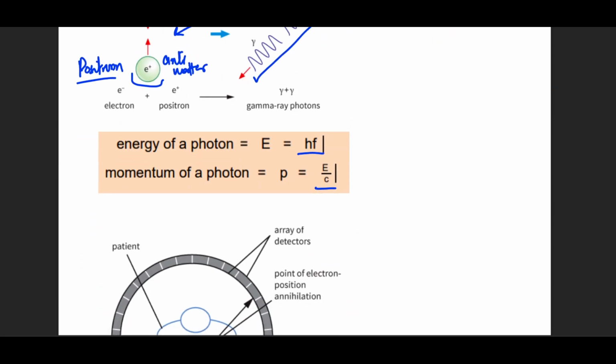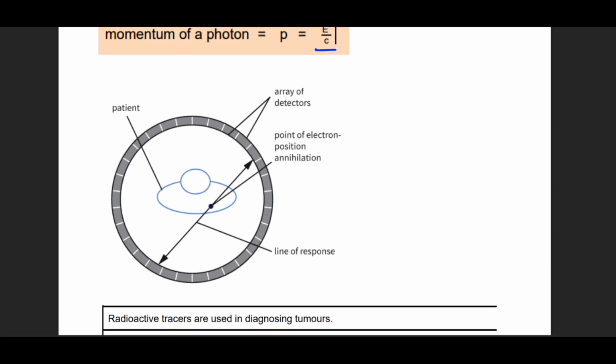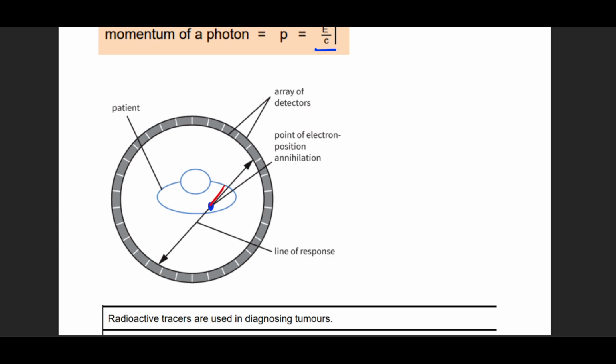And we've done these equations previously in quantum physics as well. Now, how the imaging actually takes place, how the image is formed. You see, when this annihilation, let's say, occurs at this point, two gamma ray photons exactly opposite to one another are emitted in different directions.